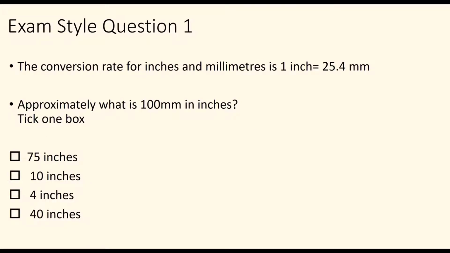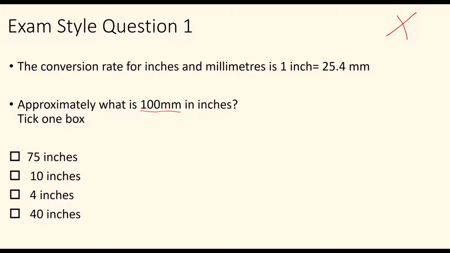The conversion rate for inches and millimeters is 1 inch equals 25.4 millimeters. Approximately, what is 100 millimeters in inches? Now it says approximately because if this is a non-calculator question, you might not be able to do it exactly, although these numbers are pretty simple to be fair, but they might not be in the actual thing. So what is 100 millimeters in inches?